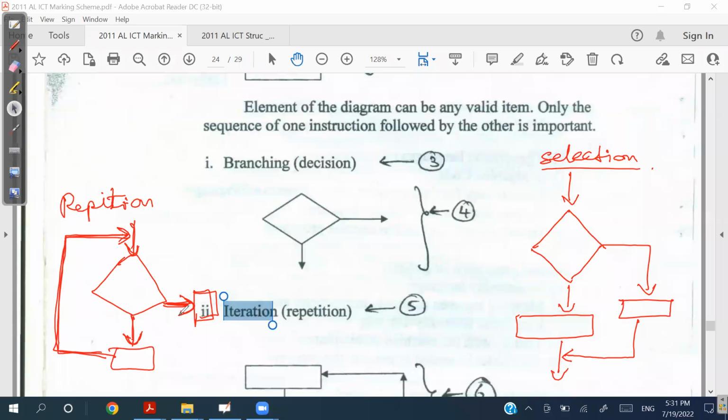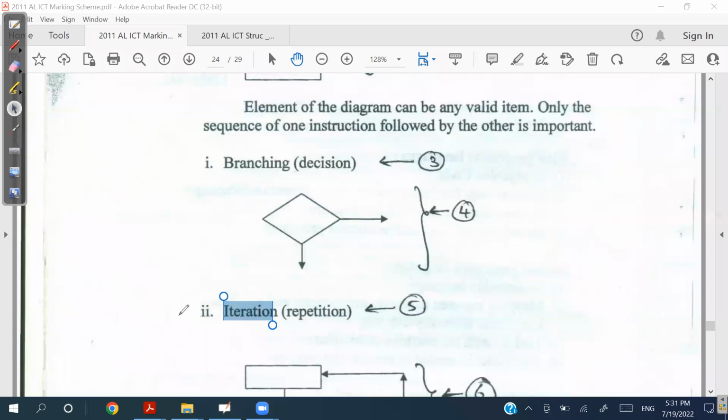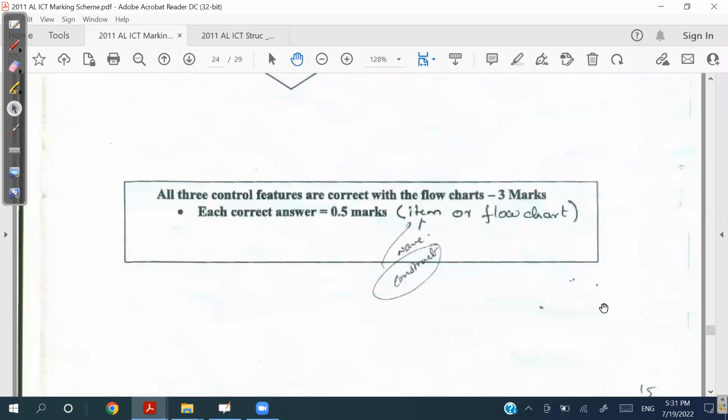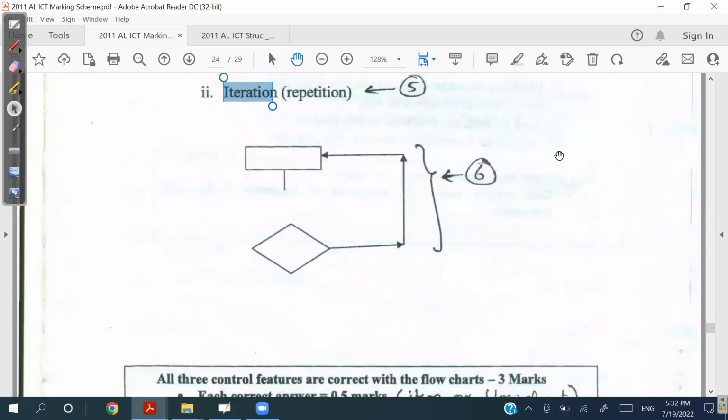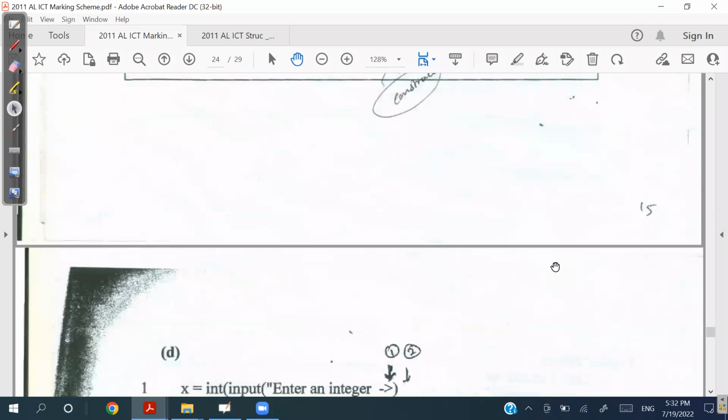For the name, they have given 0.5 as I remember. And for the illustration, they have given 0.5 again. So 0.5 for the name, 0.5 for the illustration. So 3 marks for that.